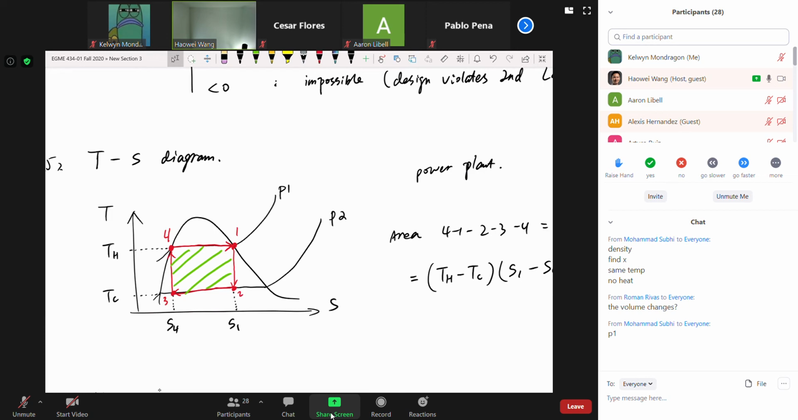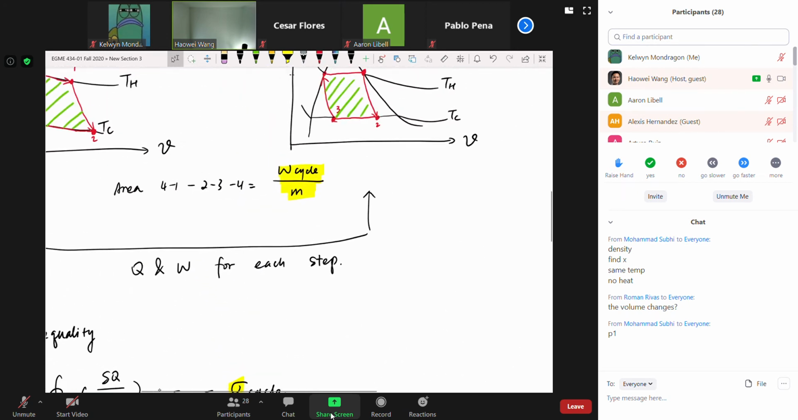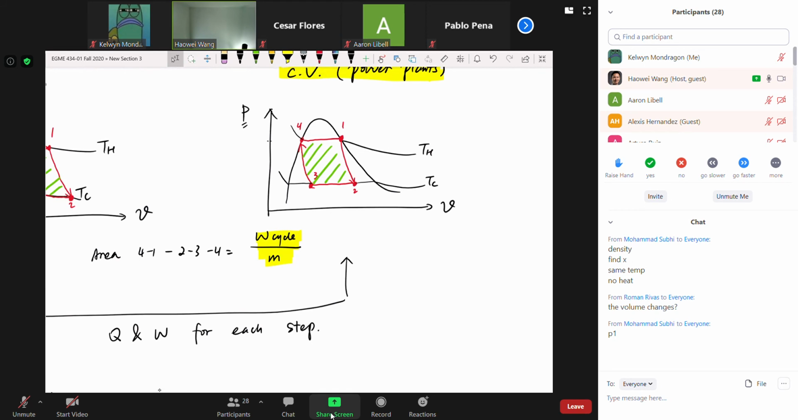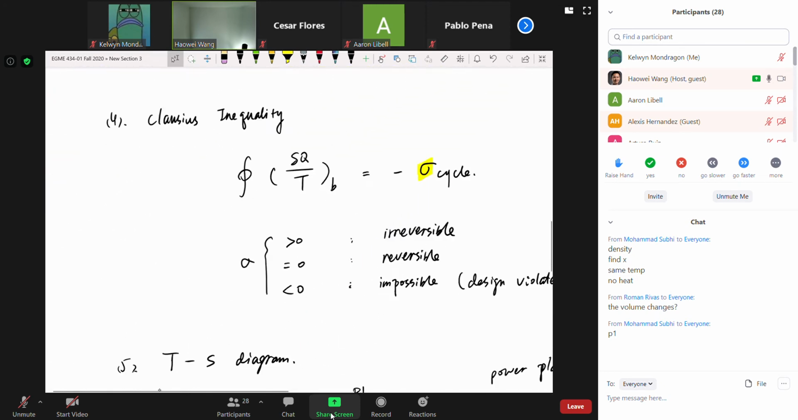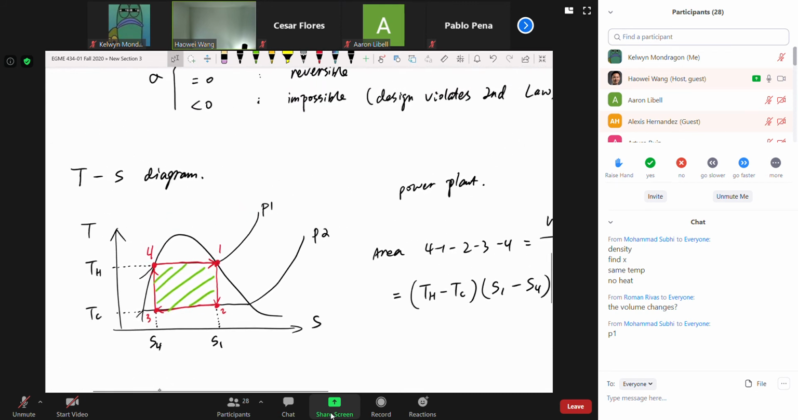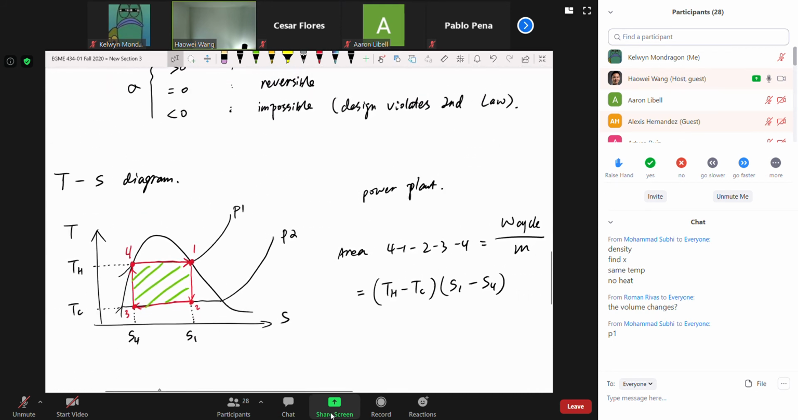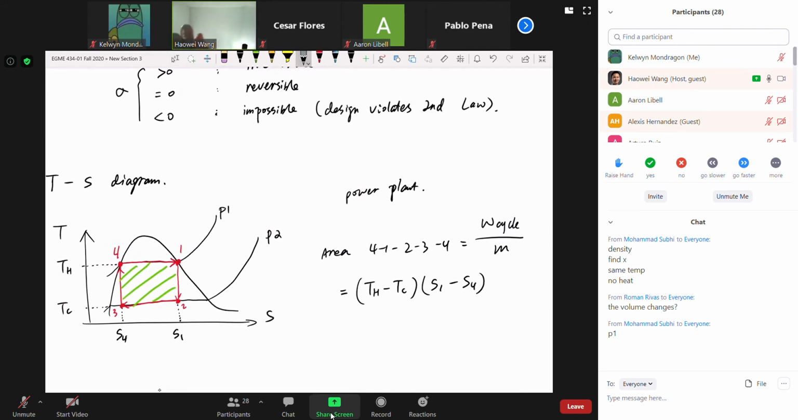And this diagram is much, much better than the P versus nu diagram before. Why? Because we know the area of the enclosure means what? W cycle per unit mass. And if you move on to this diagram, T versus S diagram, it means the same thing. The area of the enclosure on this T versus S diagram means exactly the same thing, which is W cycle per unit mass. However, this diagram is much better. Why? Because the enclosure is a perfect what? Rectangle. And we can actually calculate the area of a rectangle.